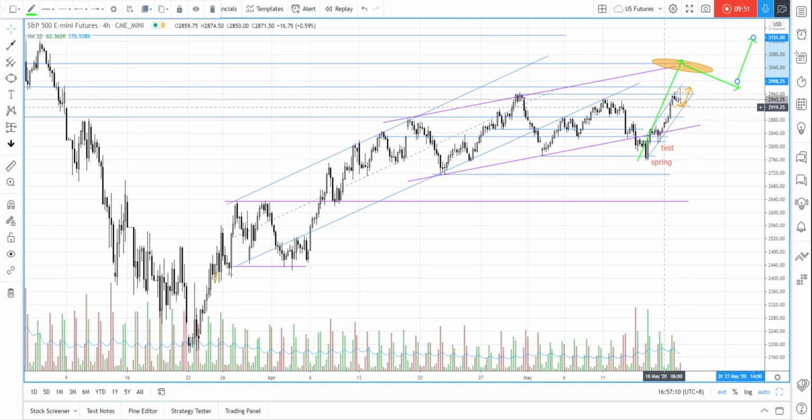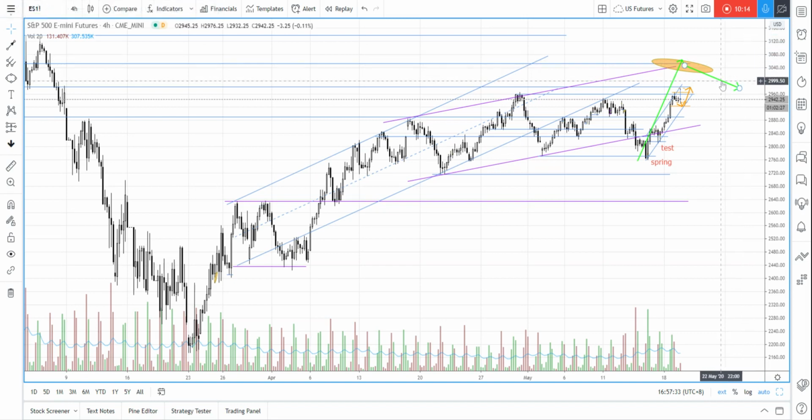But so far I'm still sticking to my bullish view, because I treat this spring as a valid spring, and this is the kind of situation that I would like to see if this is a valid spring. So that makes this whole range a reaccumulation range.